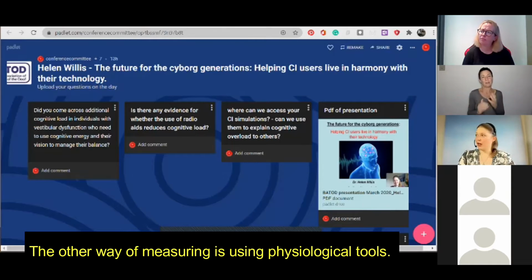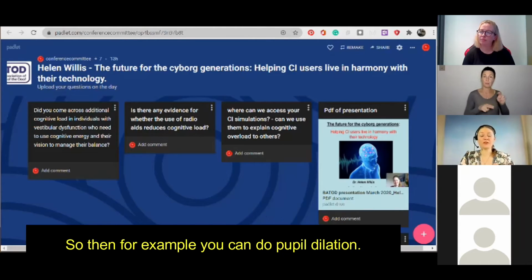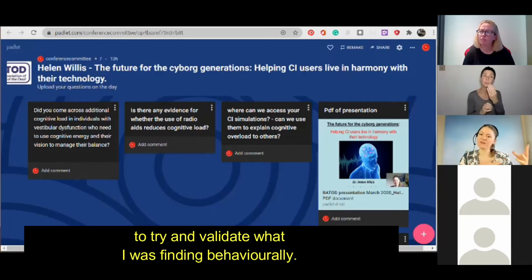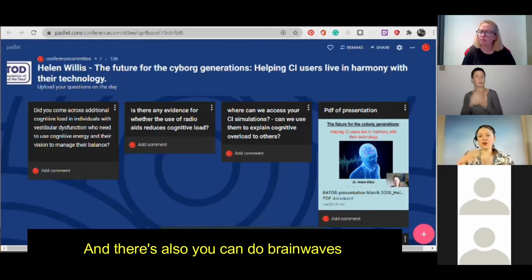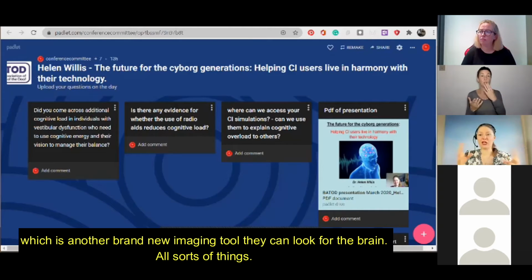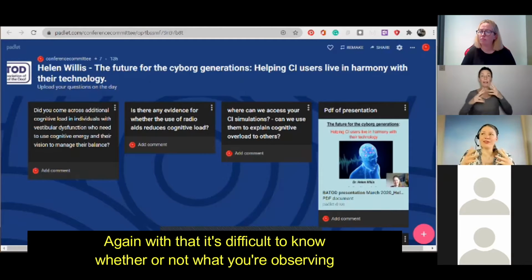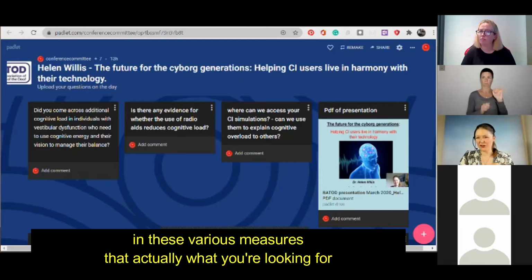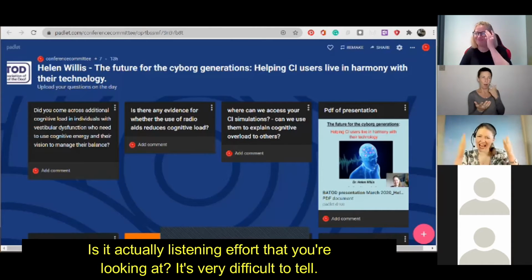The other way of measuring is using physiological tools. For example, you can do pupil dilation, and I did a little bit of that in my work to try and validate what I was finding behaviourally. You can also do brain waves. They're now using near-infrared spectroscopy, which is another brand new imaging tool that you can use to look at the brain. Again, it's difficult to know whether what you're observing in these physiological measures is actually what you're looking for. It could be a byproduct. Is it actually listening effort that you're looking at? It's very difficult to tell.